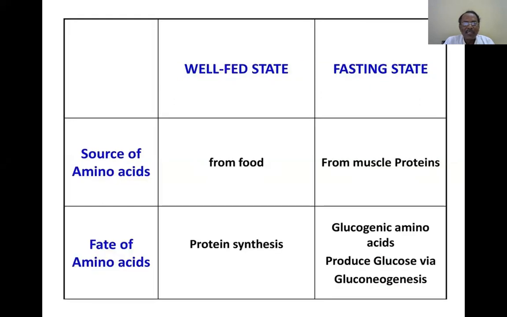The source of amino acids in the well-fed state is from the food. Whereas in the fasting state, the amino acid source is from breaking down of muscle proteins for the sake of producing glucose. And the fate of amino acids in the well-fed state is protein synthesis, whereas in the fasting state, they are going to produce glucose, that is gluconeogenesis.